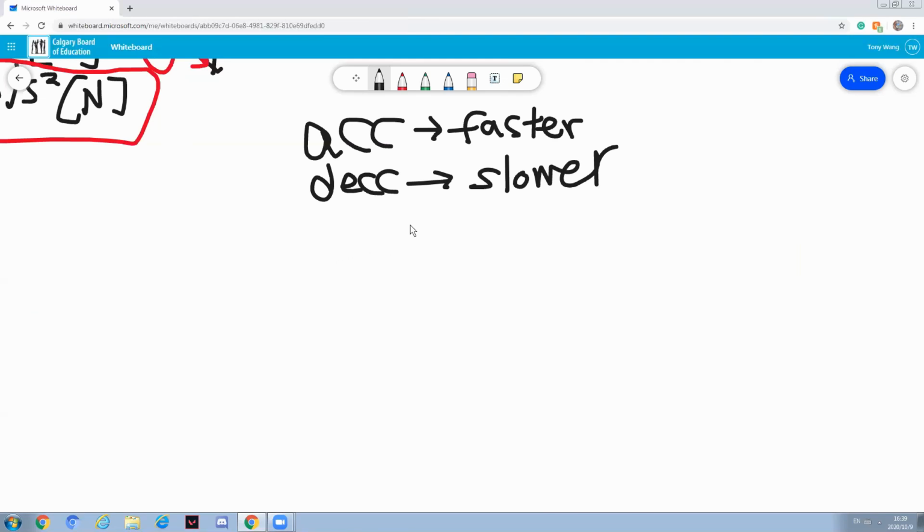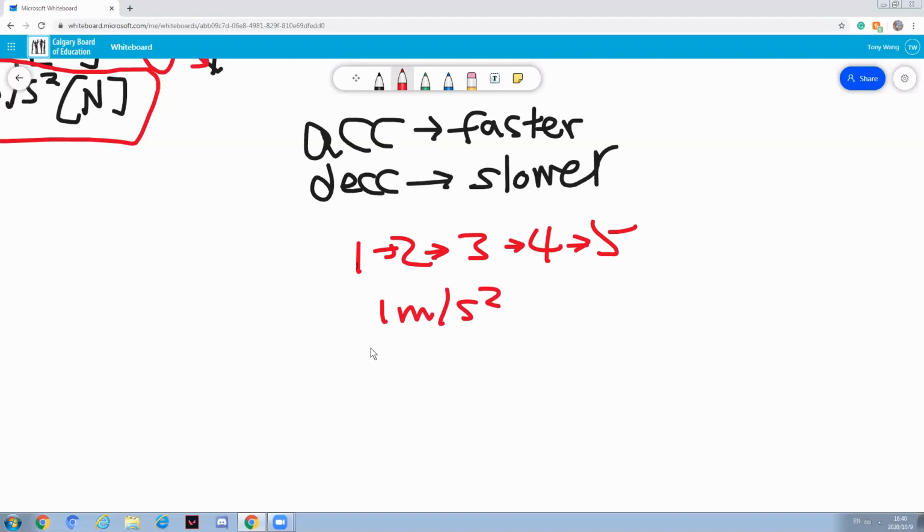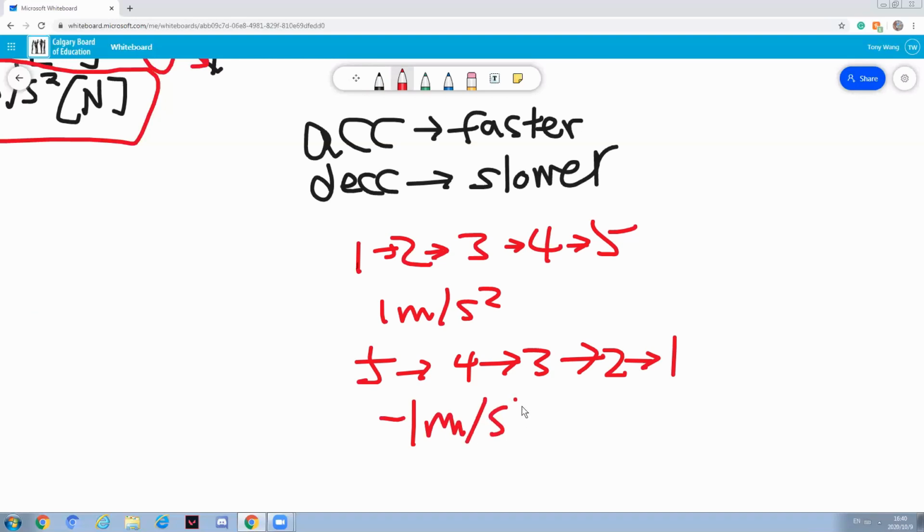Let's say a person's speed is going 1, 2, 3, 4, 5. So they're increasing in meters per second. So acceleration is 1 meter per second squared. The speed is going faster by 1 each time. Now let's say that the person is doing 5, 4, 3, 2, and 1. This means they'll have a negative 1 meter per second squared because they are decreasing by 1 each time. Seeing this, people are tempted to think that this means an object is going to the right.